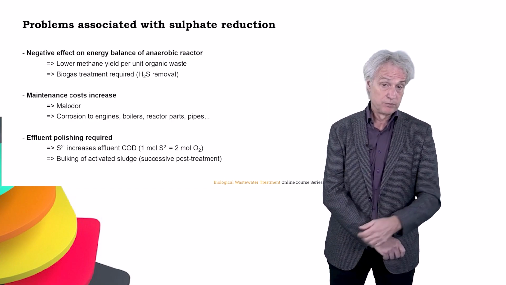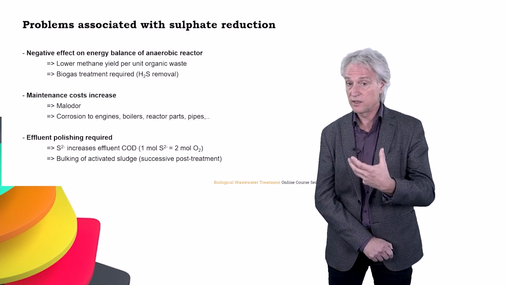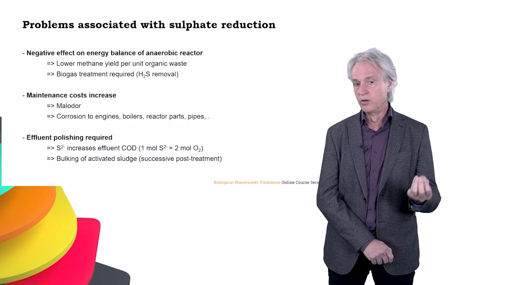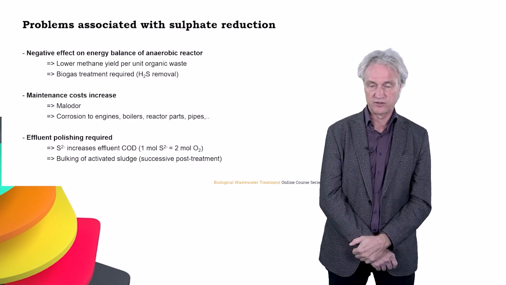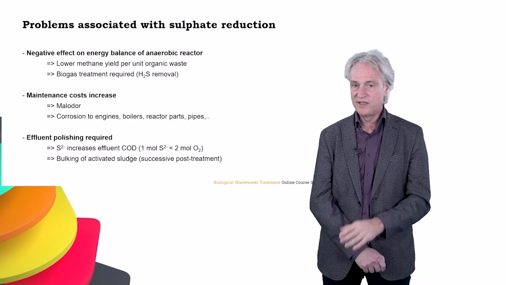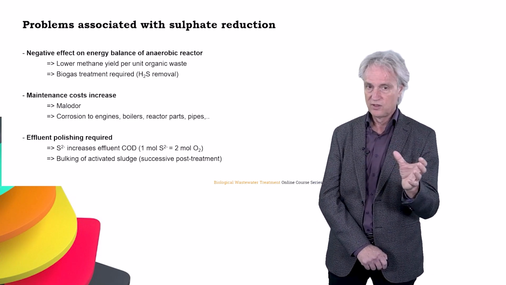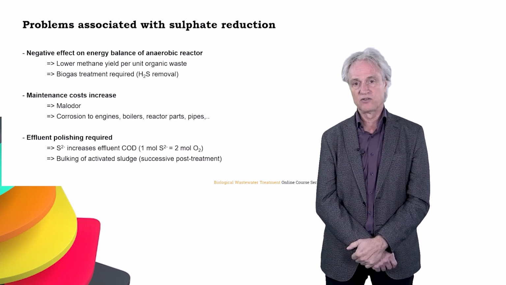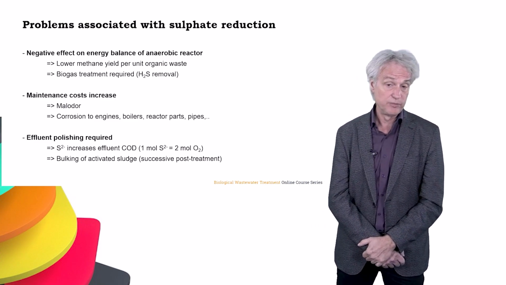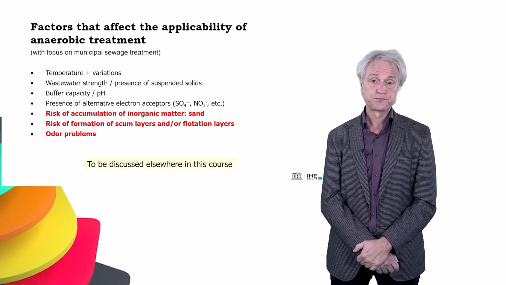And there's another practical problem. If we have a lot of sulfide in the effluent, then this may cause bulking of the activated sludge process. Since the aerobic sulfide oxidizers are the filamentous Thiothrix, leading to bulking activated sludge. So some problems indeed with sulfate being present in the influent.